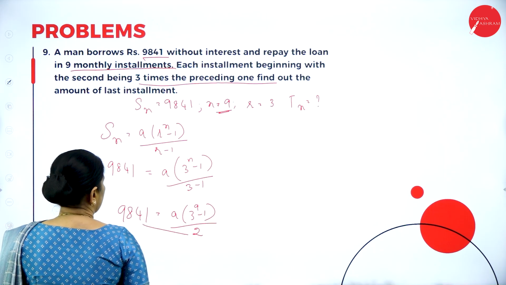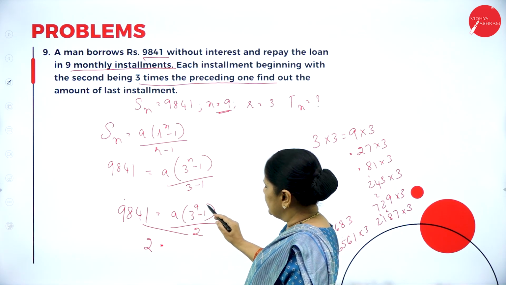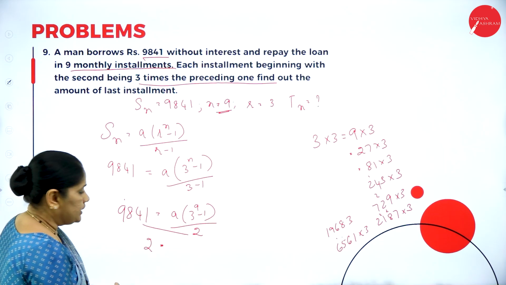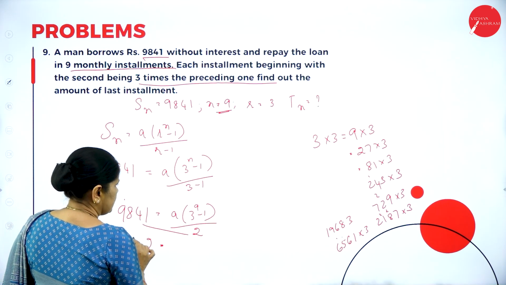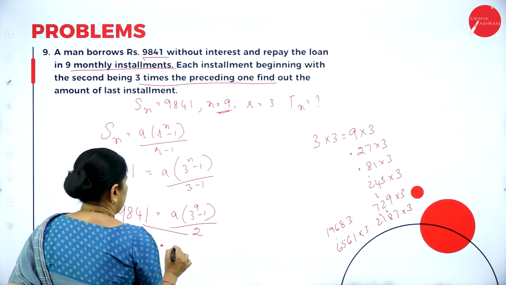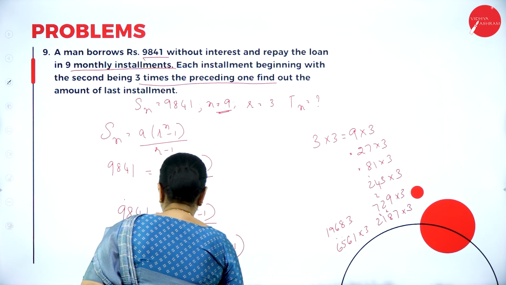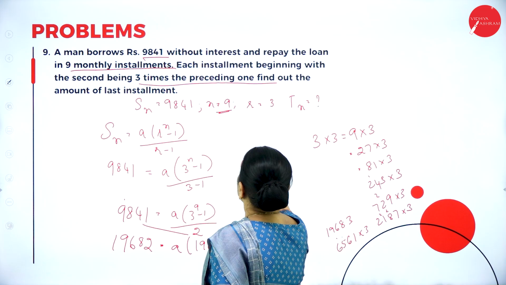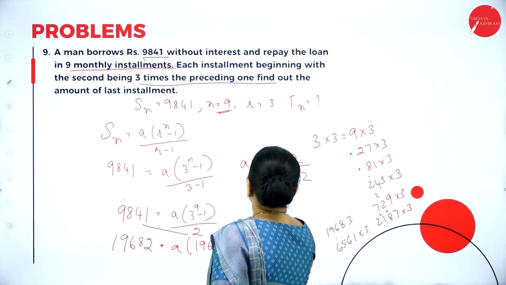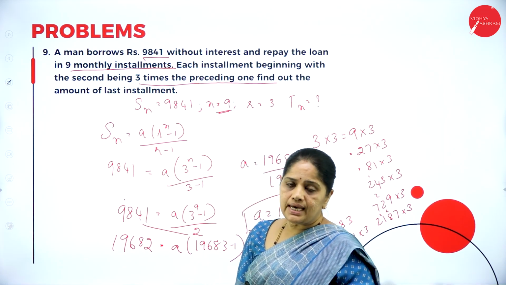So I'll just cross multiply here. 9841 equals A into 3 to the power of 9 minus 1 divided by 2. When I multiply 9841 into 2, I get 19682. 19682 equals A into 19683 minus 1. Or A will be equal to 19682 by 19682 or A equals 1. So A equals 1 is the answer.